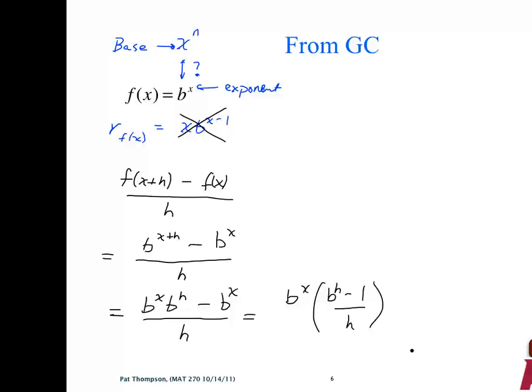So in general, what is this showing us about the rate of change function for b to the x? What, in general, is this showing us about the rate of change function? Sterling. I'm looking at this part.